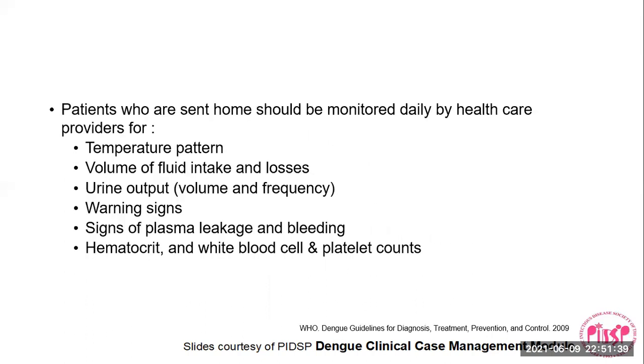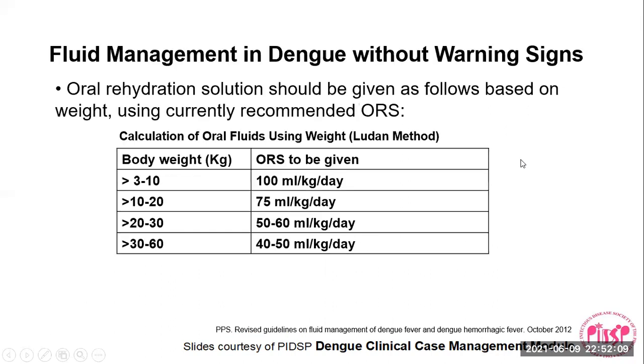So patients who are sent home should be monitored daily by their healthcare providers for the following information: the temperature pattern, we should watch out for the defervescence, we should watch out for the intake and the losses, the urine output, if any warning signs develop, if there are signs of plasma leakage or bleeding, and if there are changes in the hematocrit, white blood cell, and platelet counts, so that we will know if there are warning signs that develop, and then the patient could be admitted as appropriate.